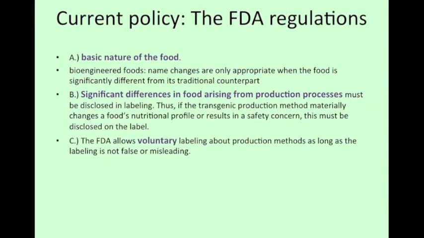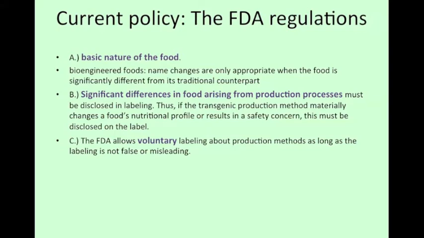The current policy. The FDA regulations currently state that the law requires all food labels include a name that accurately describes the basic nature of the food. Regarding bioengineered foods, the name changes are only appropriate when the food is significantly different from its traditional counterpart, such that the common or usual name no longer adequately describes the new food. Significant differences in food arising from production processes must be disclosed in labeling.